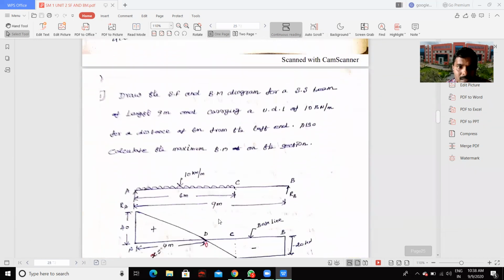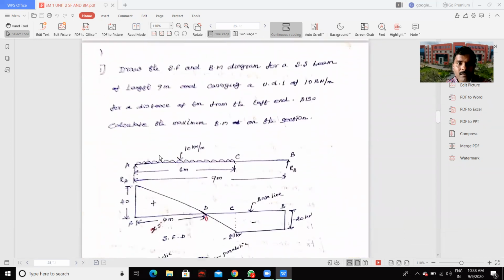So now you can see the problem. Draw the shear force and bending moment diagram for a simply supported beam of length 9 meter and carrying a UDL of 10 kilonewton per meter for a distance of 6 meter from the left end. Also calculate the maximum bending moment on the section.